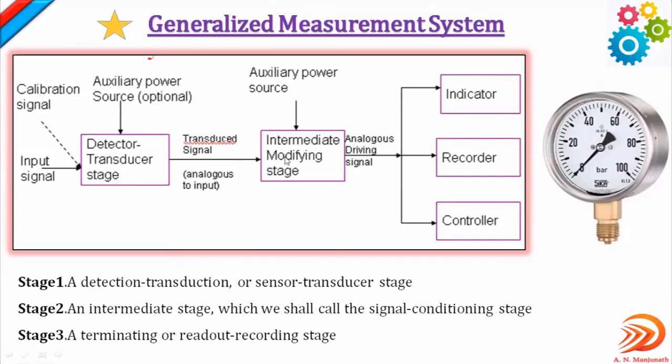Coming to the second stage here, the intermediate modifying stage. As the name represents, modifying. It will modify. Intermediate means in between. Between the first and the third stage, it will exist. It will modify the signals. That's what is called the intermediate modifying stage. See here, the input for this second stage is the transduced signal.